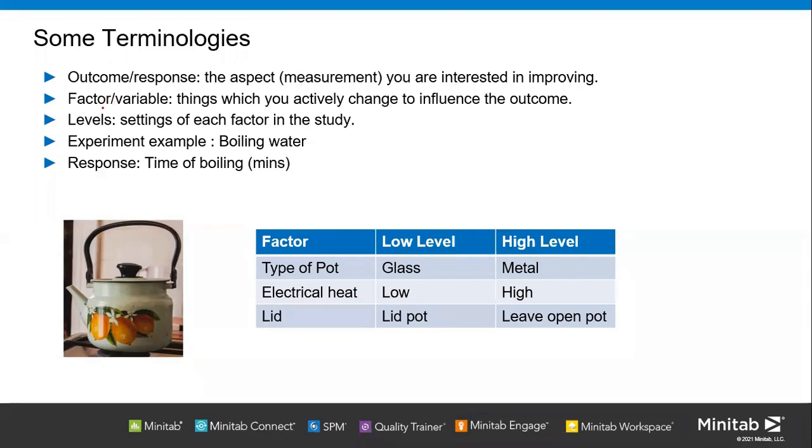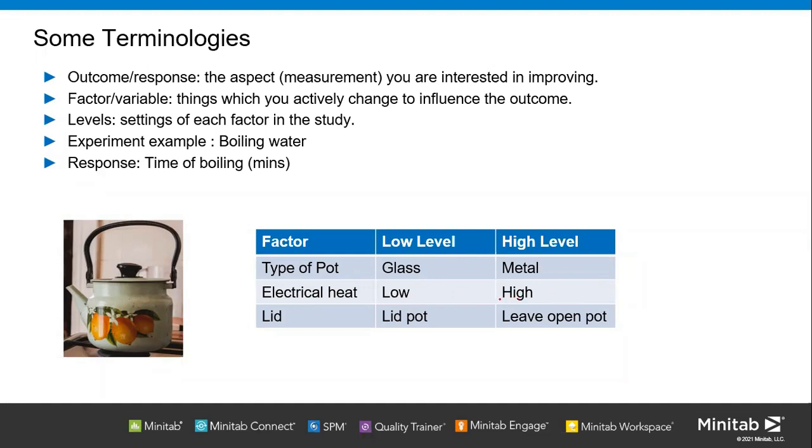So it can also be done using DOE. Okay, another term is what we call factor or variable. These are things that you actively change to influence the outcome. So for example here, we have something like a simple experiment. During secondary school, maybe we boiled water. Our response in this case is time of boiling, in minutes. And then our factors, we have three: the type of pot, your electrical heat, and your lid, with a lid or leave it as an open pot. For the type of pot, maybe your material is glass, and the other is metal. And for the electrical heat, maybe it's low, considered at 20, something like that, or higher, maybe 80 degrees Celsius.